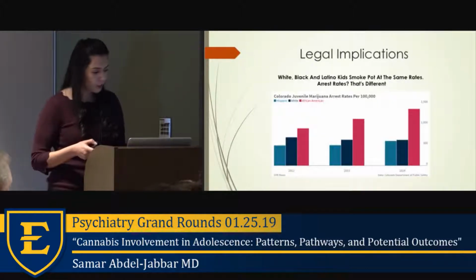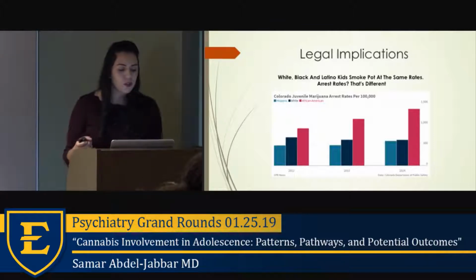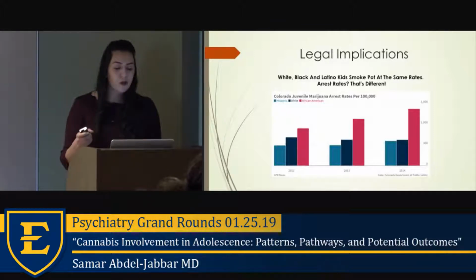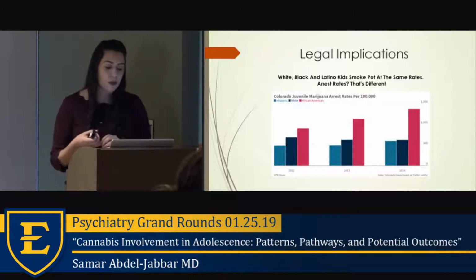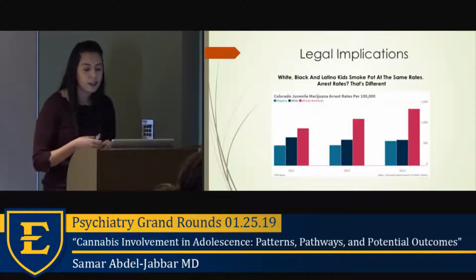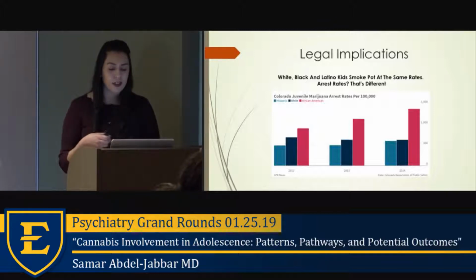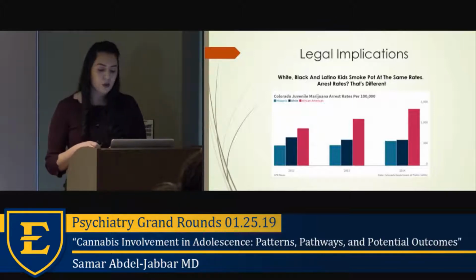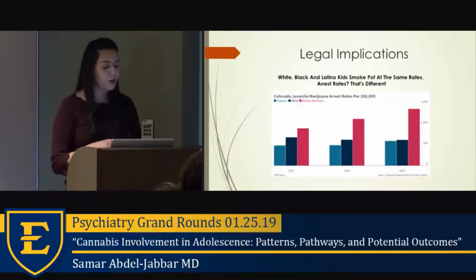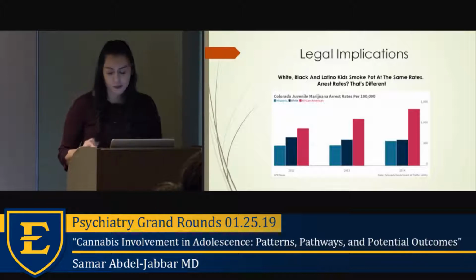So from 2012 to 2014, the arrest rate of white juveniles with marijuana offenses fell 9%. At the same time, marijuana arrests jumped 26% and 58%, respectively, in Latino and Black youth, according to a report produced by the Colorado Department of Public Safety. So there is some disproportion there.